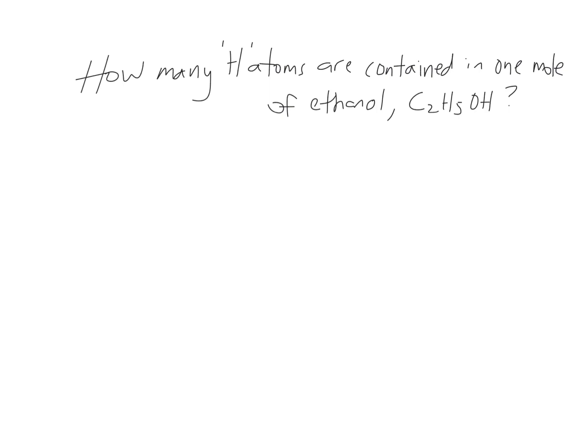All right, another one here. How many H atoms, hydrogen atoms, are contained in 1 mole of ethanol? If we look at the molecule of ethanol, you can hopefully see that there's 6 hydrogen atoms in there. So in one molecule we have 6 hydrogen atoms. That's kind of our first important ratio. We have 6 H atoms per C2H5OH molecule.